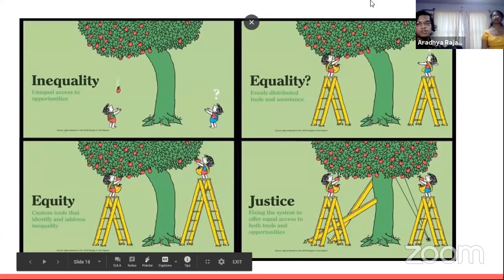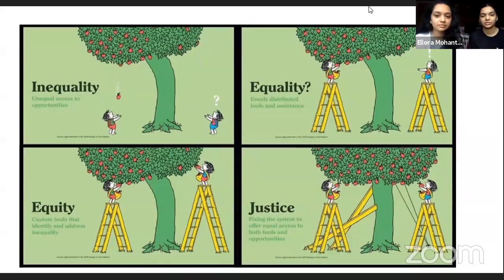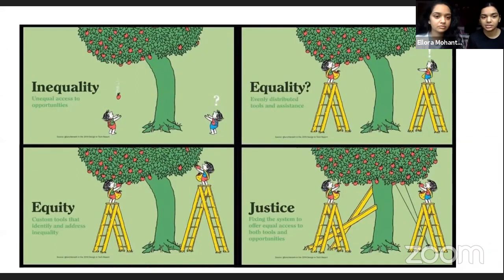I'll ask Emma to explain this. This graphic nicely illustrates what Aradhya was explaining previously. In this graphic, the tree represents the American justice system or the system in general. Starting with the first box, inequality, which means unequal access to opportunities. You can see that one person has more access to apples than the other.